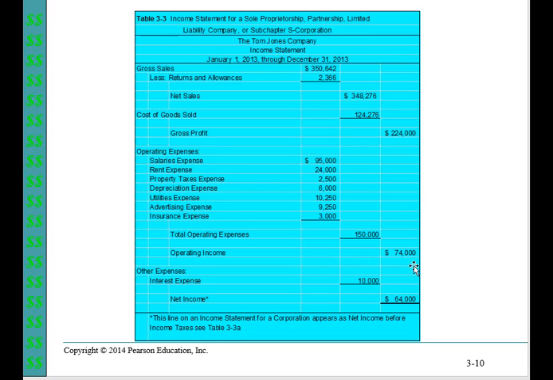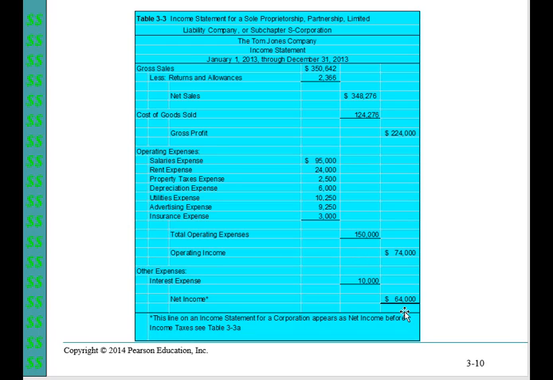Now that's not cash, that's an accounting statement. That's an accounting number. After this, there are two other things that have to be accounted for, if you will. We need to account for tax or interest. How did we finance the company? So this particular business, which is a sole proprietor, this is that Tom Jones company, they had $10,000 in interest, so the net income is $64,000.